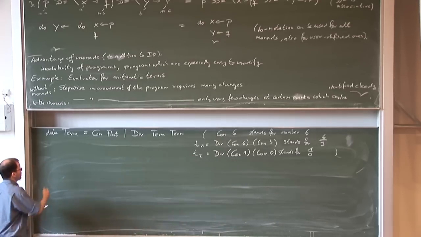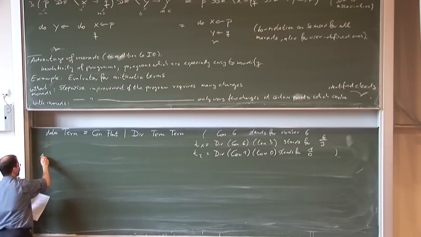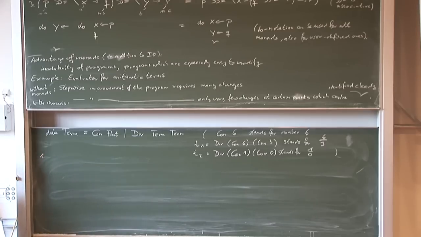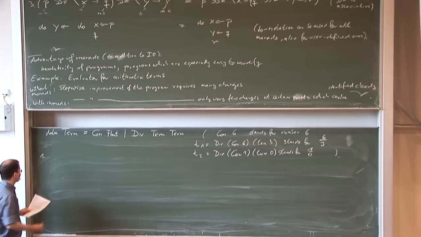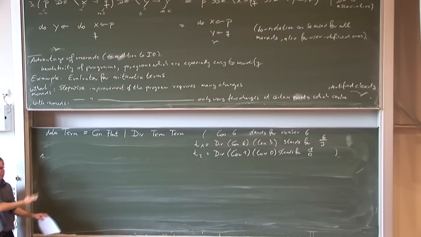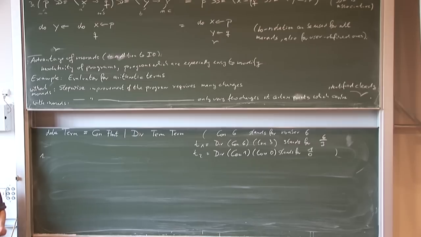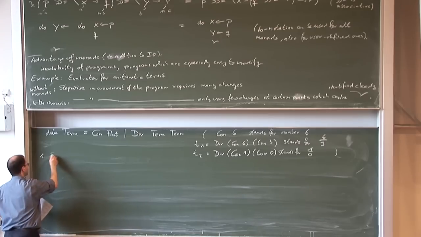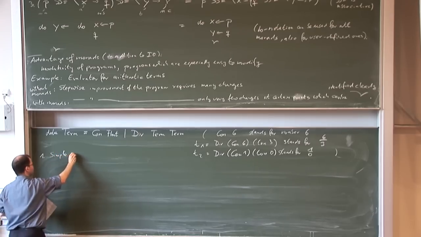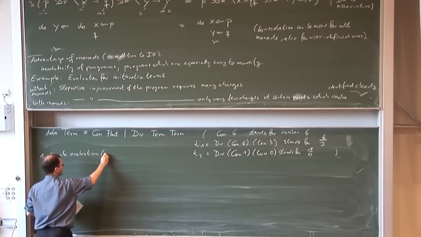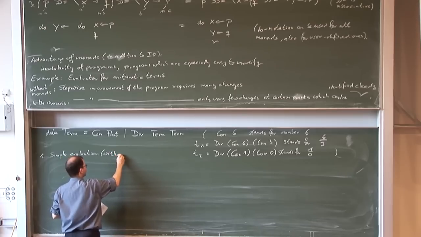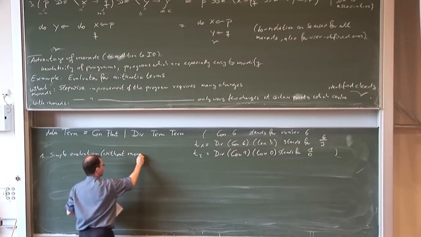Now, version 1. Now we do program development, and the first implementation of this evaluator is very straightforward, and we don't use monads. So we do everything without monads, and then we see what the disadvantage is, and then we do it again with monads. So we first do simple evaluation without monads.